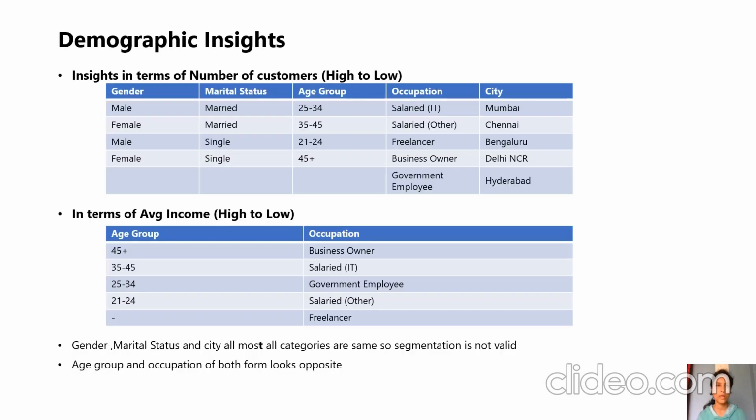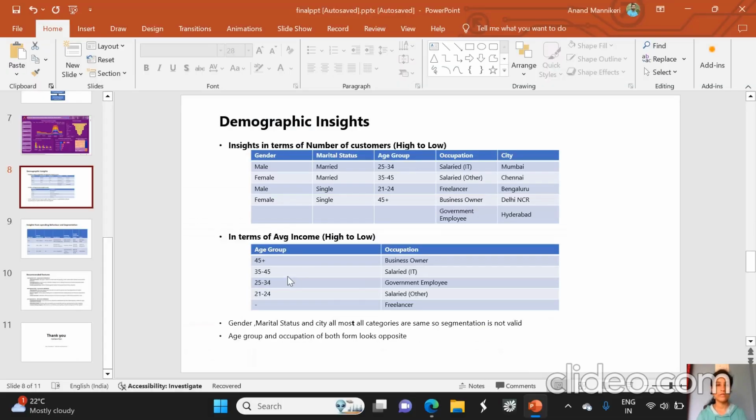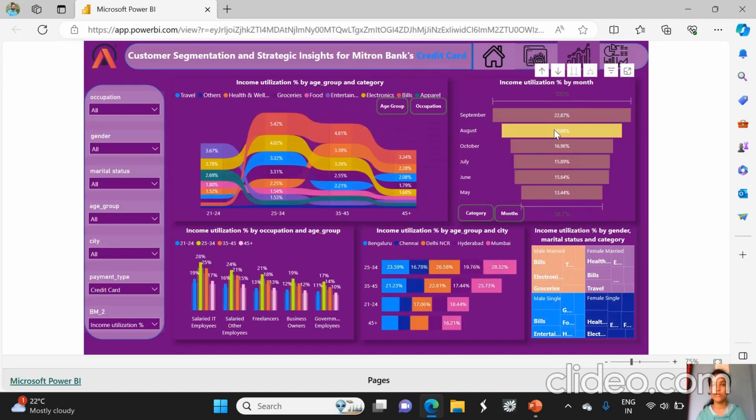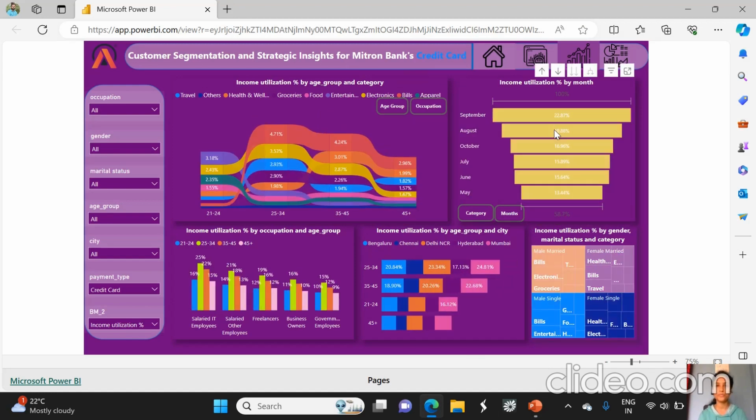Yeah, this is a summary table that I have got from the demographic insights. I have analyzed in terms of number of customers, and I have also analyzed the demographics with respect to average income, and I have written that in the form of high to low. Okay, so let's jump into the next page of the dashboard, that is spending behavior.